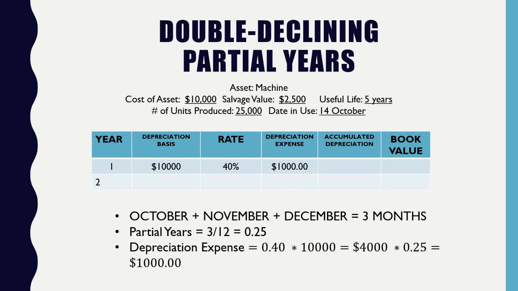So now we only need a quarter of the year's worth of expense. In this case, we took 4,000 and multiplied it by 0.25 to get a total of 1,000. Or you could have taken your rate of 40% and multiplied it by the 25% to get 10%, and 4,000 times that gives you 1,000. So that's how you solve for just a partial year.